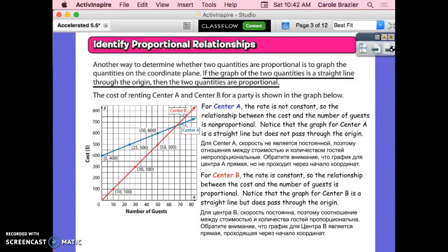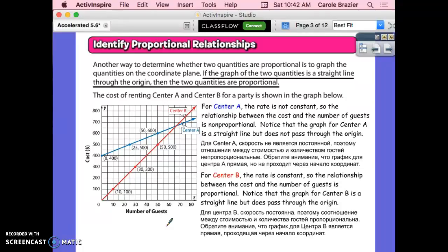Okay, so they gave you an example for center A. The rate is not constant, so the relationship between the cost and the number of guests is not proportional. The reasoning for that is because they didn't start at 0, 0. They started up here at 0, 400. So that's the reason that works. So if there were 0 guests, it still costs $400, that type of thing.